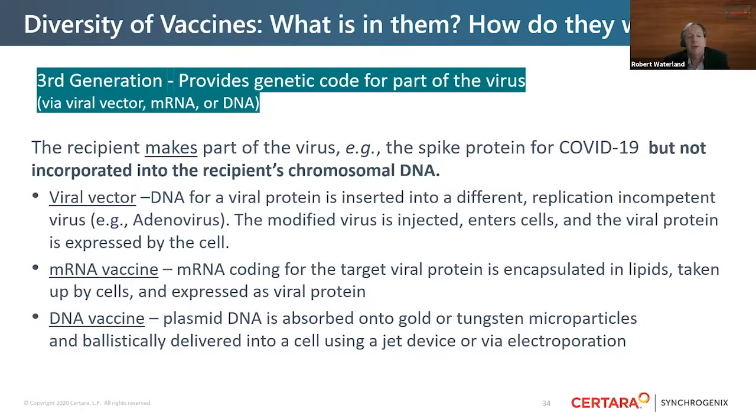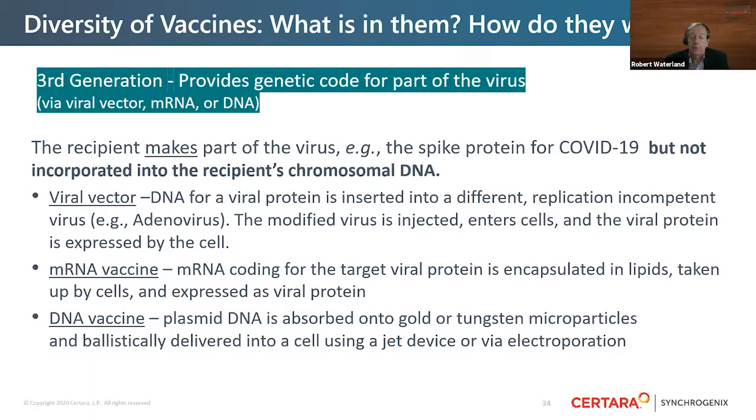And there are messenger RNA or DNA vaccines. So the viral vector vaccines, what you do is you provide DNA for a specific viral protein, insert it into a different harmless replication incompetent virus, typically an adenovirus, and that virus is injected into the patient, into the recipient, and enters the cells, and the viral protein is expressed.